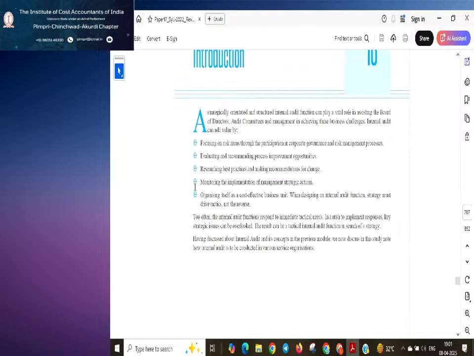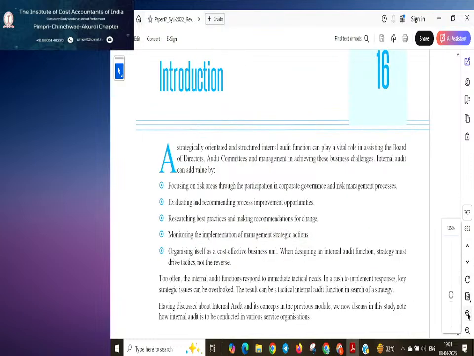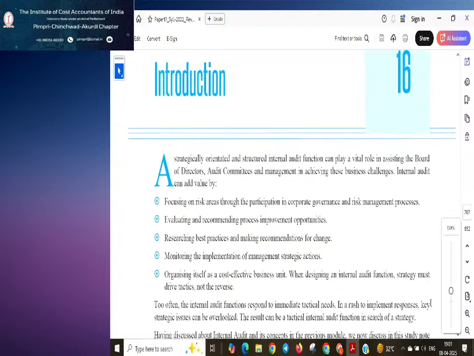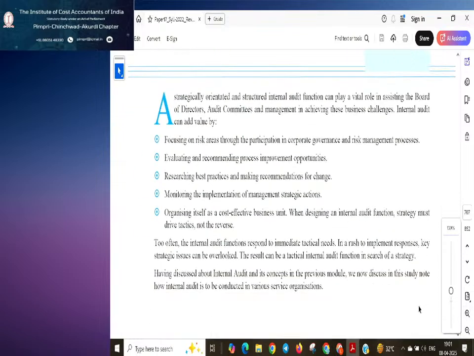So what are the main things as we do in internal audit? Why do we do internal audit in the first place? So internal audit can add value by focusing on risk areas. I hope it is clear. On risk areas through the participation in corporate governance and risk management processes.